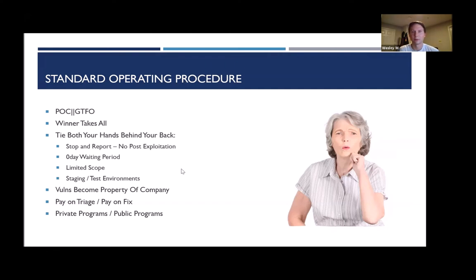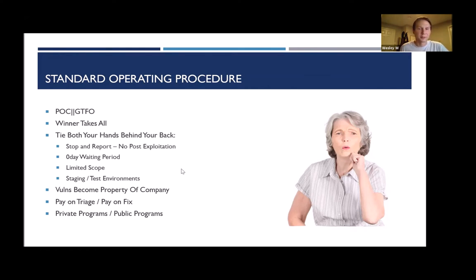Usually the only problem with pay on fix versus pay on triage is you can be waiting a long time to get paid out for a finding. In theory, they should still always pay at the end of the day. So it can be more of an issue for people that are expecting a whole bunch of money right away. But if you have a day job and this is just kind of for fun, it can just mean more waiting is the main outcome of that.